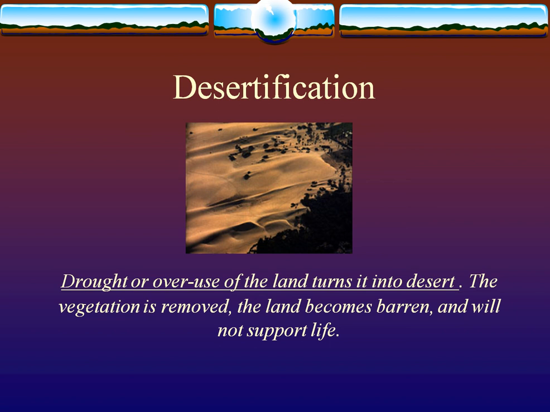Finally, we've got desertification. That's what it looks like. It's making more desert. Drought, which is natural, or overuse of the land, turns it into a desert. The vegetation's removed, and it becomes harder and harder for that A and O horizon to stay put. It blows away, and all you're left with is stuff that cannot grow.